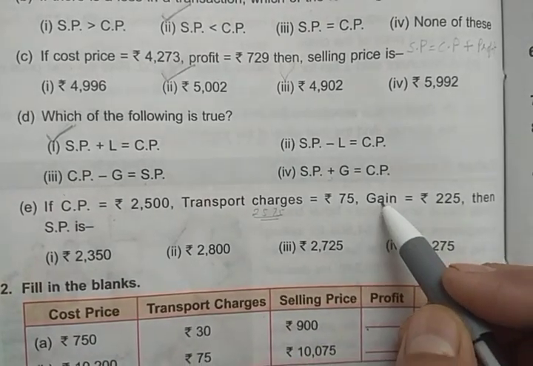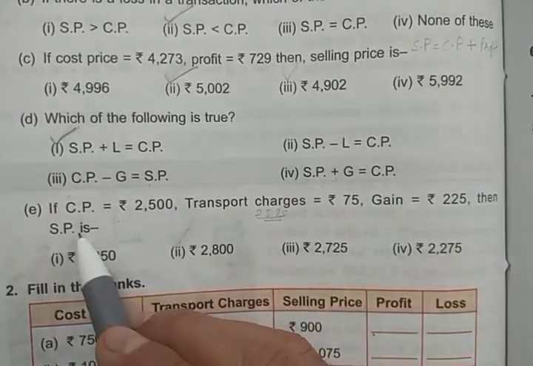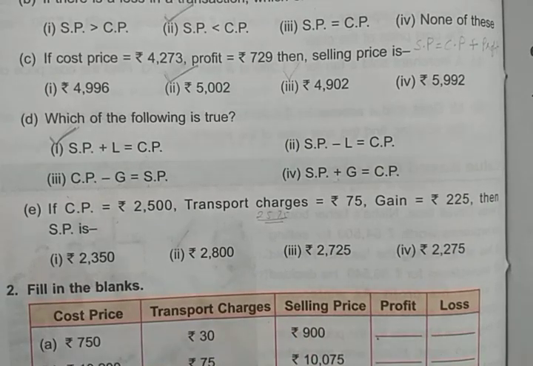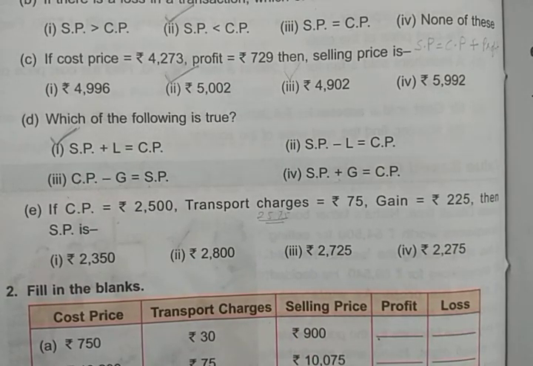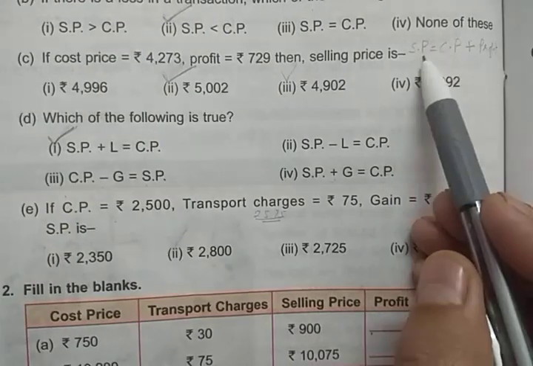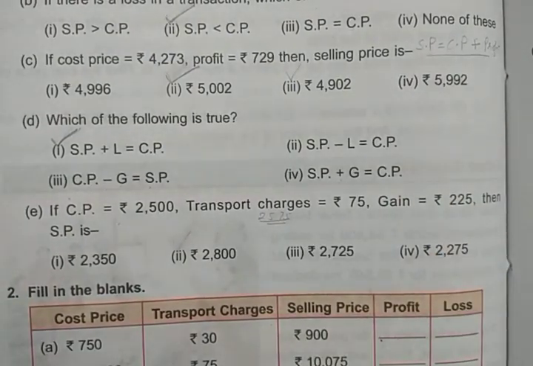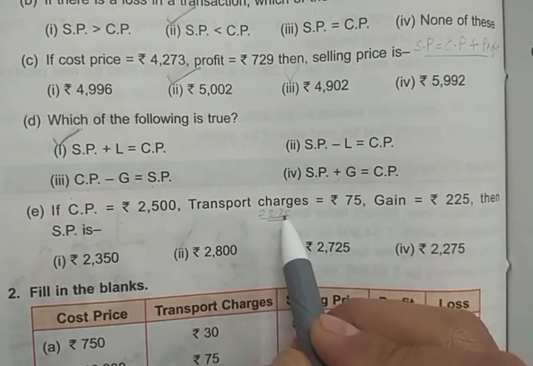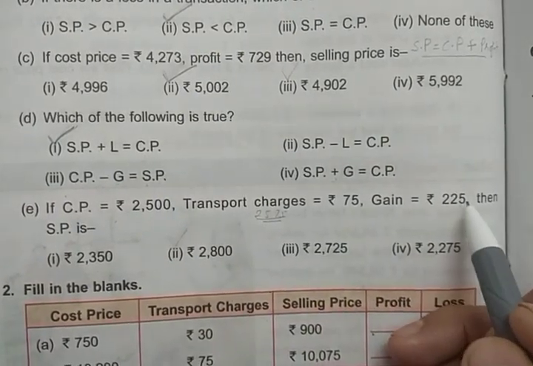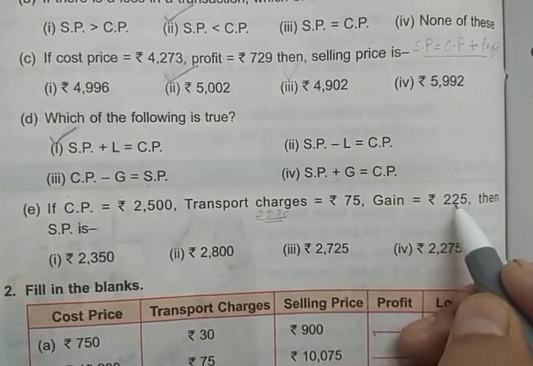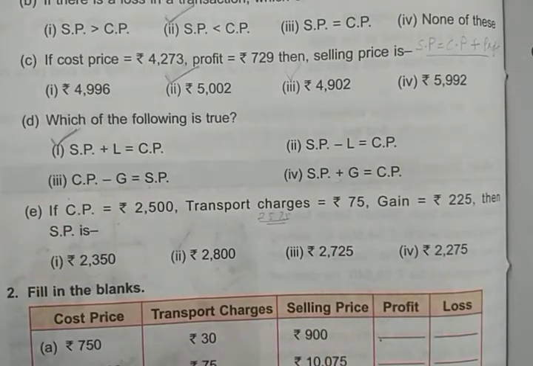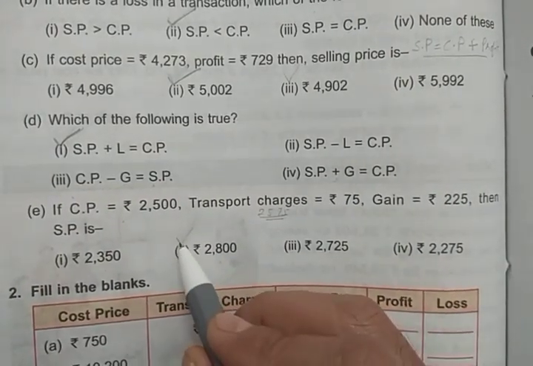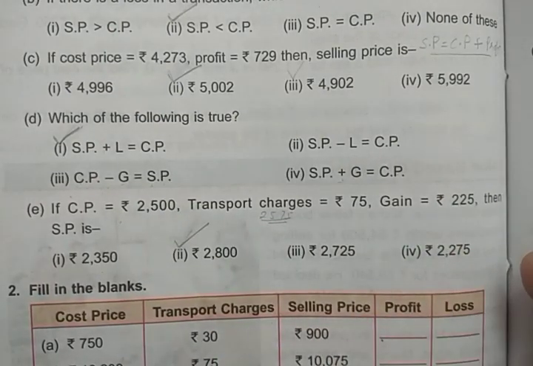Now gain is given and we have to find out the selling price. So we know that selling price is equal to cost price plus profit, that we have already done. So add them, 2575 plus 225, that is 2800. So yes, 2800 is the answer, right?